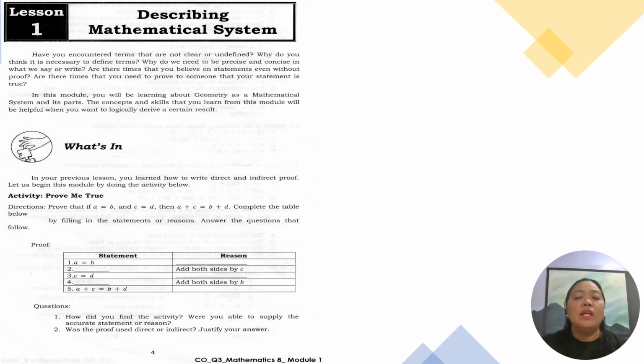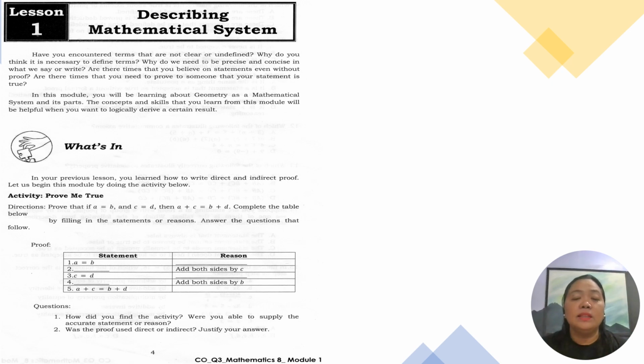We are now in our first lesson on page 4 of your SLM. Have you encountered terms that are not clear or undefined? Why do you think it is necessary to define terms? Why do we need to be precise and concise in what we say or write? Are there times that you need to prove that your statement is true? Or are there times that you believe in the statements even without proof? In this module, you will be learning about geometry as a mathematical system and its parts.